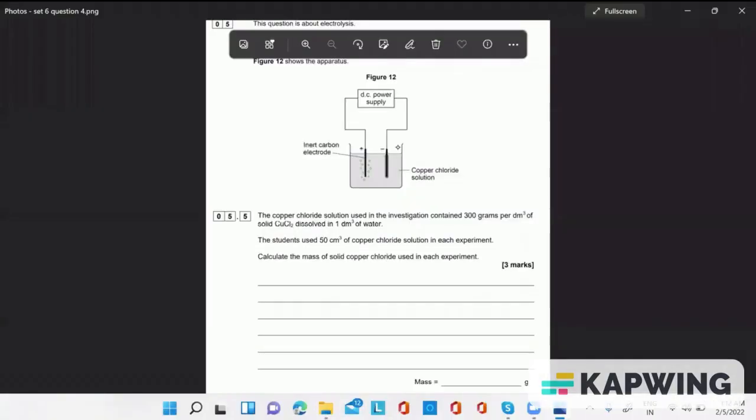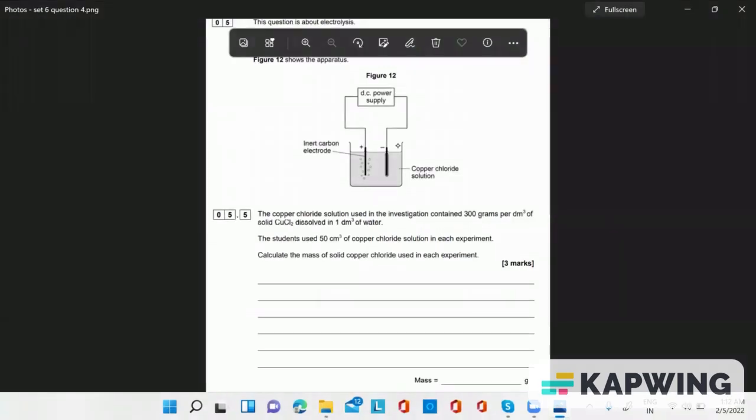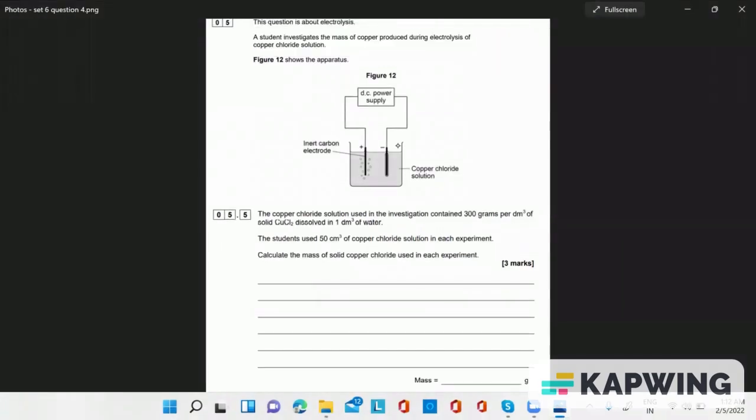Today, I will discuss one more question from GCSE Combined Science Trilogy, paper code F, Foundation Tier, Chemistry paper 1F, Thursday, 17th May 2018 morning paper. My question is based on electrolysis. Over here, the student investigates the mass of copper produced during electrolysis of copper chloride solution.